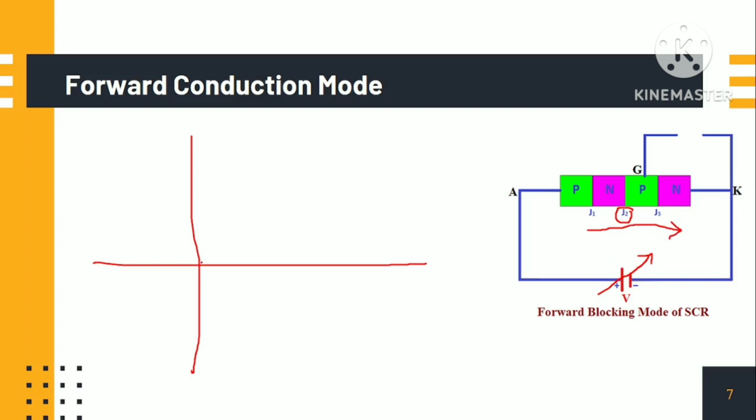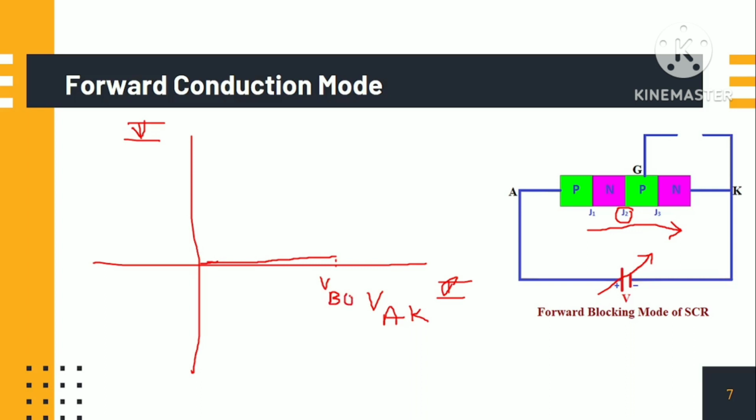Till then there is only a small amount of current. We take current on the y-axis and anode-cathode voltage on the x-axis. When we keep on increasing this voltage, there will be a small amount of current, called leakage current, up to one particular voltage called the breakover voltage.